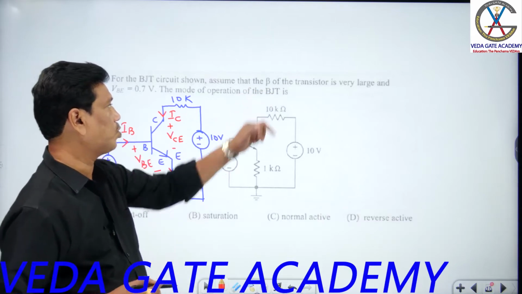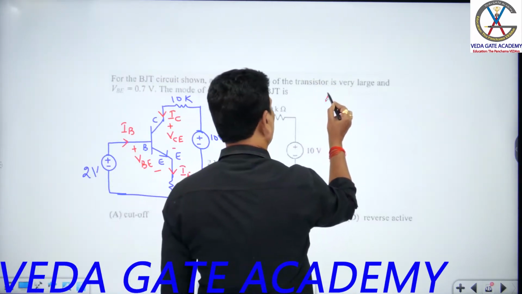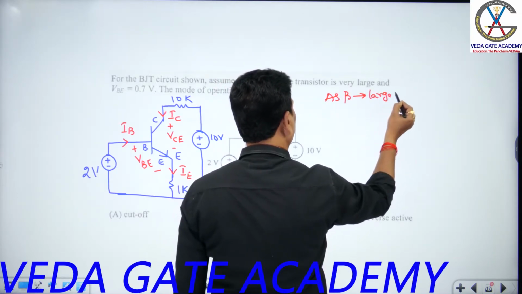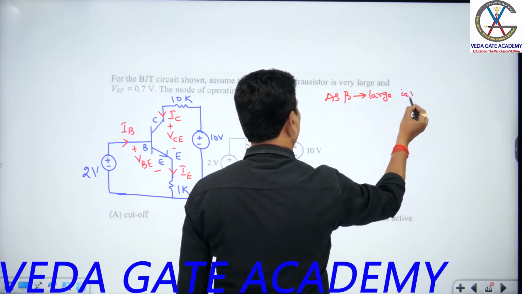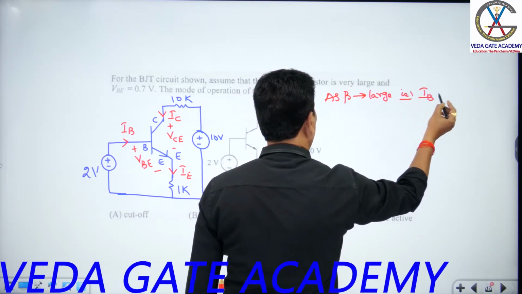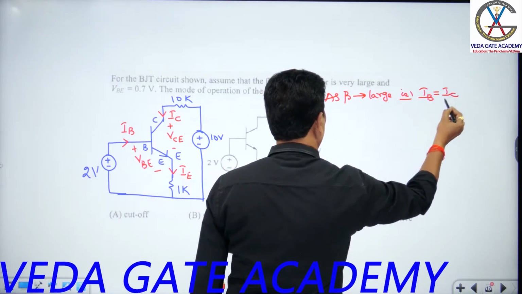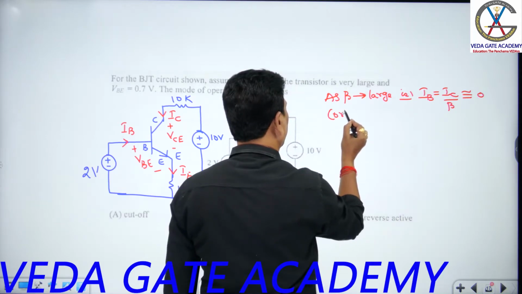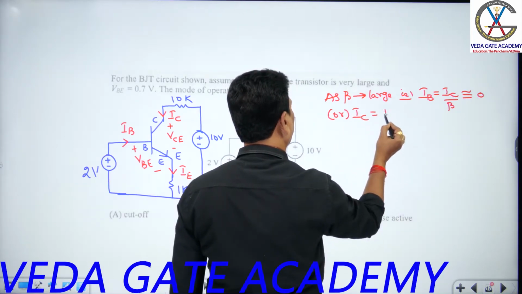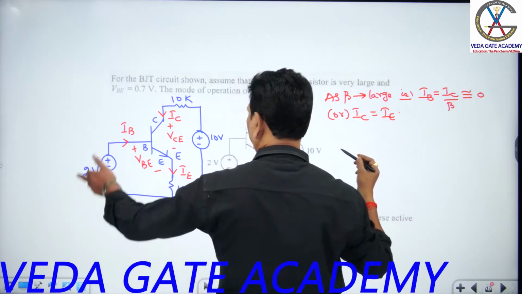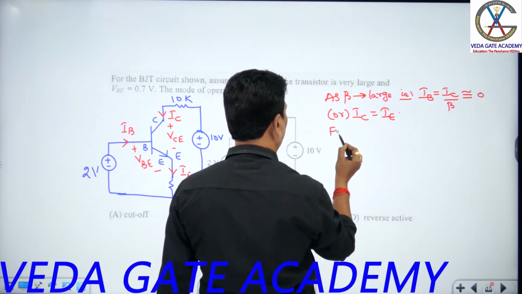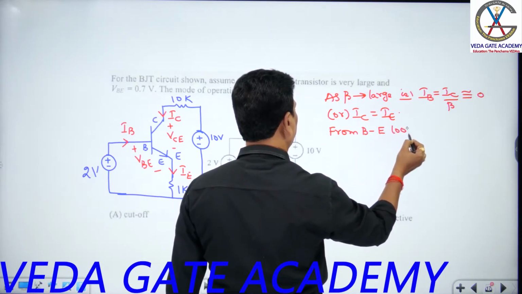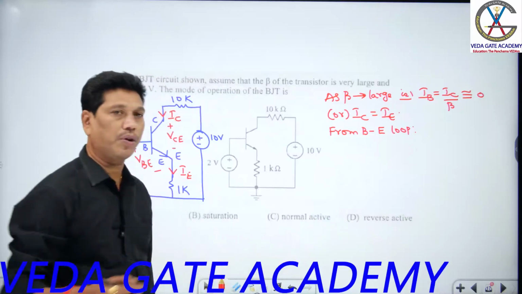Right? So we are given that, students, beta is very large. See this one now. As beta tends to large, IB is negligible, IB equal to IC by beta. Because beta is large, IB is negligible or close to 0, students, or you say that IC equal to IE. So now I can come to the base to emitter loop, students. First, from base to emitter loop I go. Okay, that is the input circuit you can call.